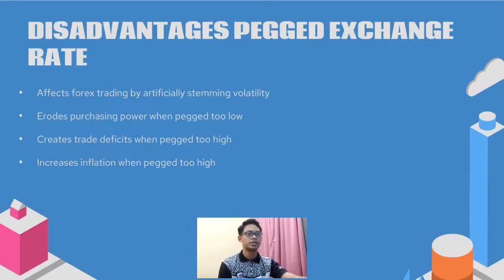The disadvantages of a peg exchange rate: it affects forex trading by artificially stemming volatility. Number 2, it reduces purchasing power when pegged too low. Number 3, it creates a trade deficit when pegged too high. And the last is that it increases inflation when pegged too high.